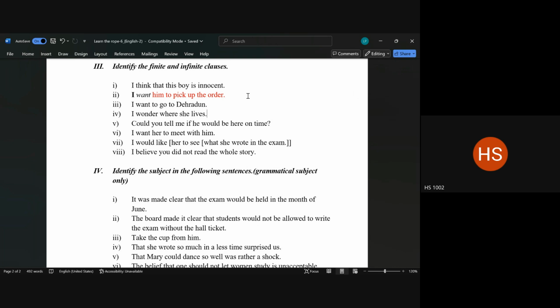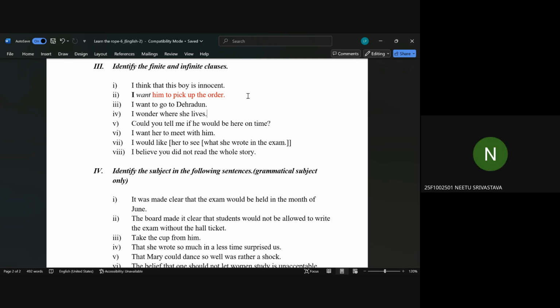So it has two constituents, but put together, you don't. If you're asked about the verb, then the verb is pick up. Yes, ma'am. So to pick up is your infinitive. Right. Okay. Third one, I want to go to Dehradun.